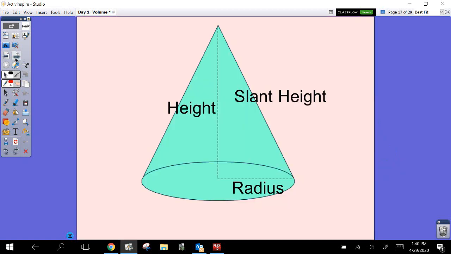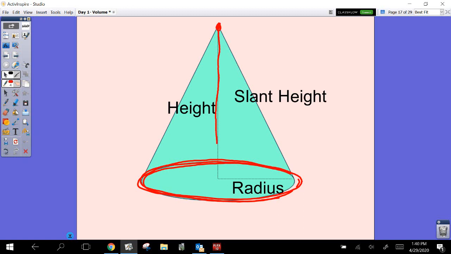Cones. A cone is a pyramid, but with a circular base. So a circle is the base of a cone. There's only one base. And then same thing. Here's my apex. The height is from the apex to the center of the circle. The slant height is actually all around the cone because it's going to be the same because it's a circle. So your slant height is just if you were to slide down the cone. Okay? And the radius is right here.